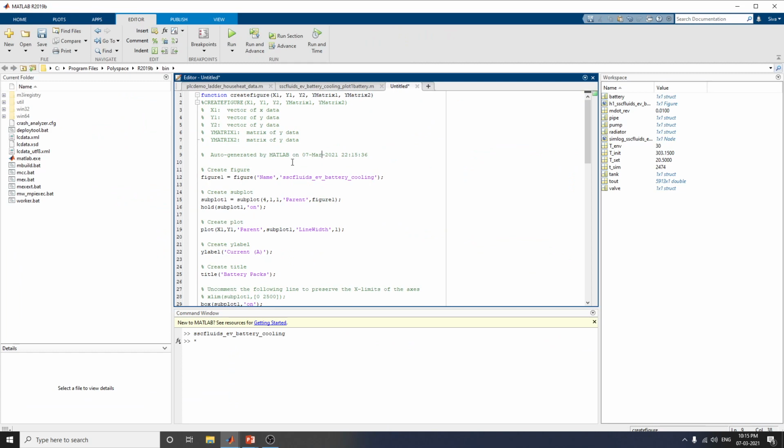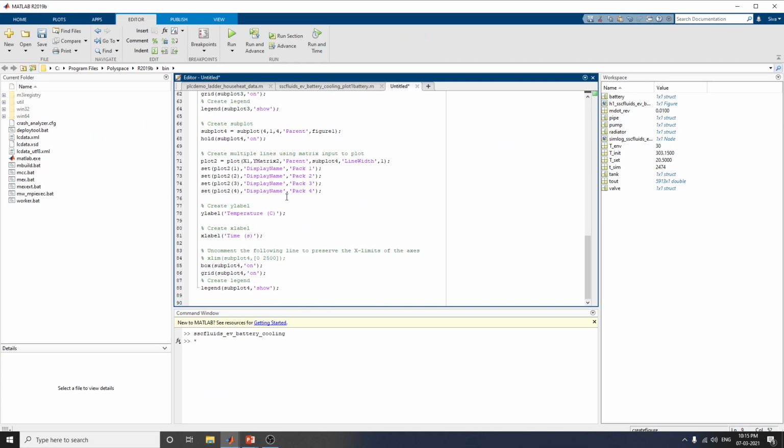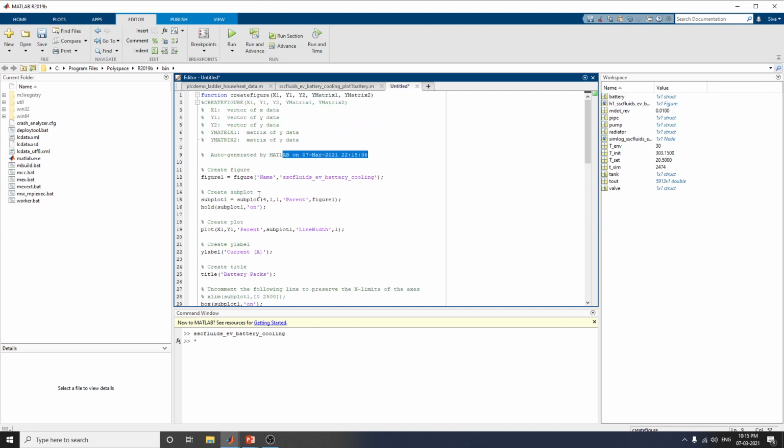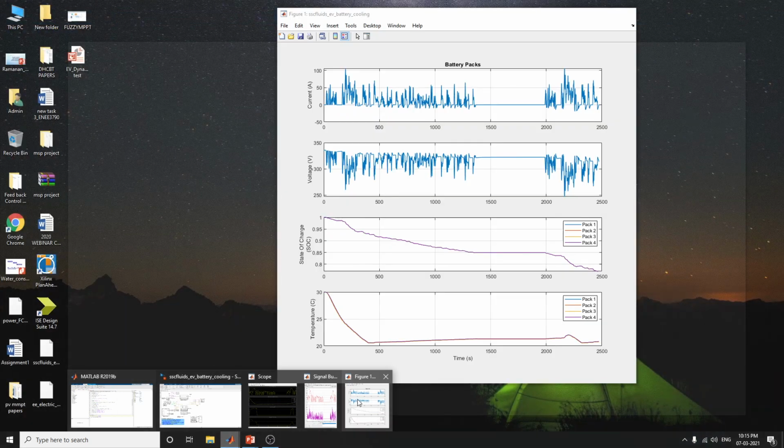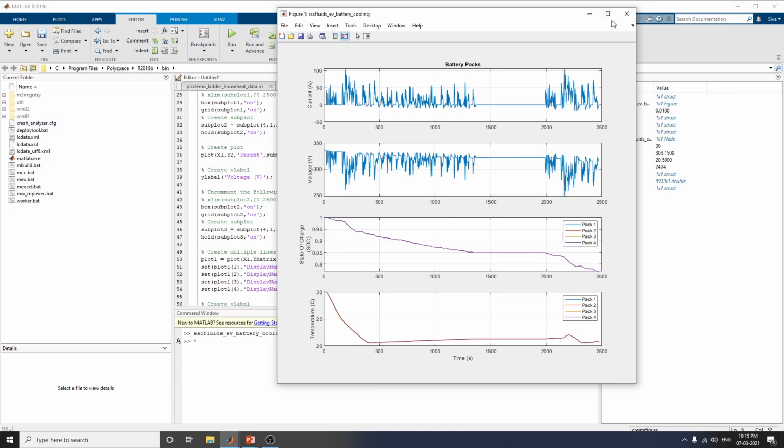Here the code is auto generated by Matlab at the time of running. Here itself you can change the display name and change the values, create figure values. Here itself you can change the values, battery packs and current voltage measurement. Also you can export your data, save in workspace.